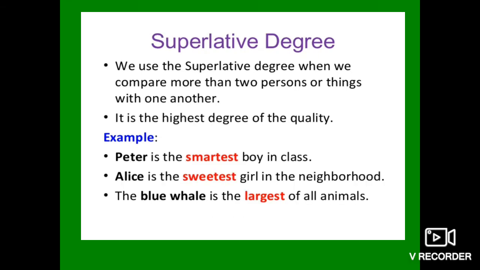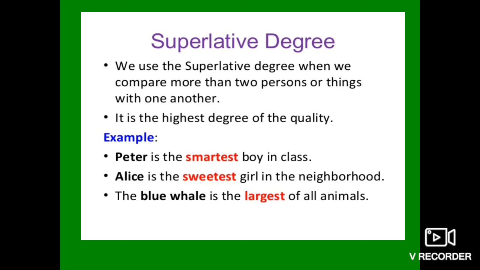Now, the last one is superlative degree. We use the superlative degree when we compare more than two persons or things with one another. It is the highest degree of the quality. For example, Peter is the smallest boy in class. Alice is the sweetest girl in the neighborhood. The blue whale is the largest of all animals.